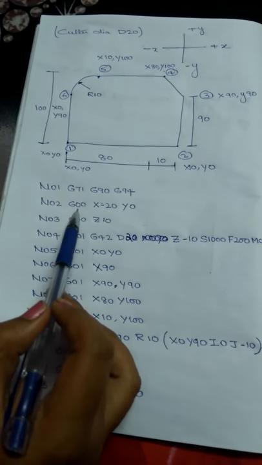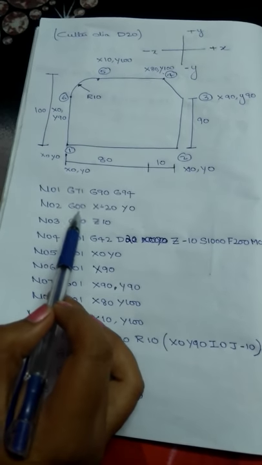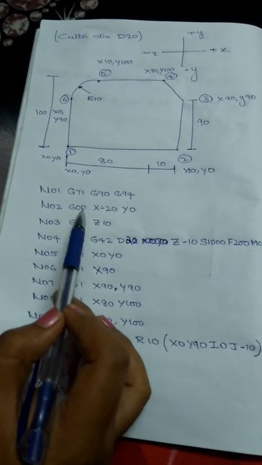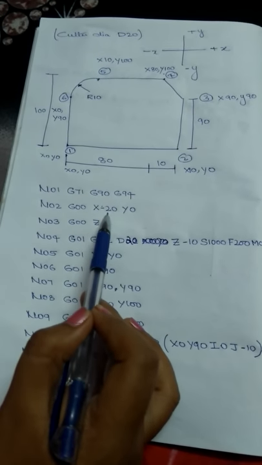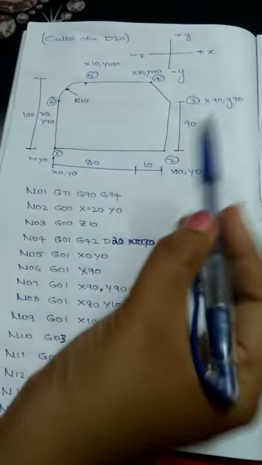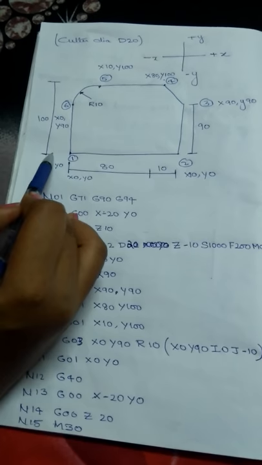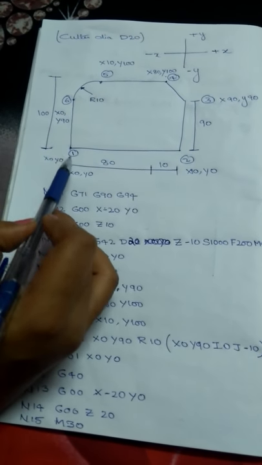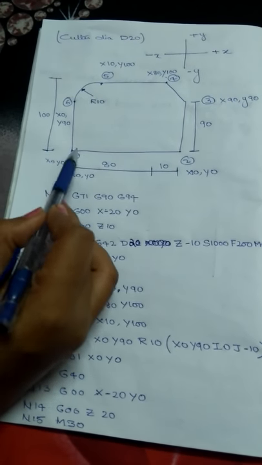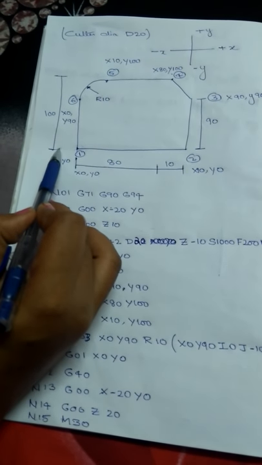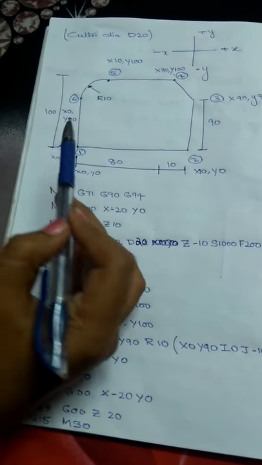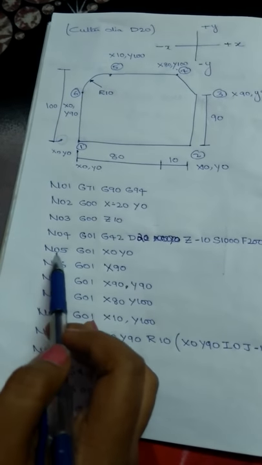G00. G00 is a rapid linear motion. G00 X minus 20 Y0. So the tool is somewhere here. This point is X0 Y0. So the tool is somewhere here. We are locating the tool.